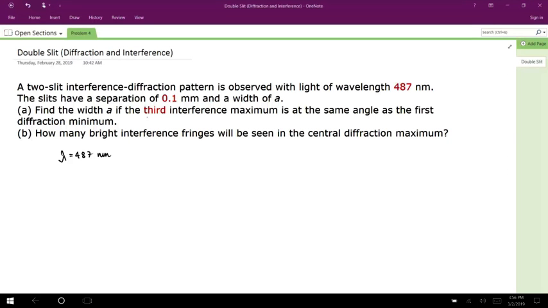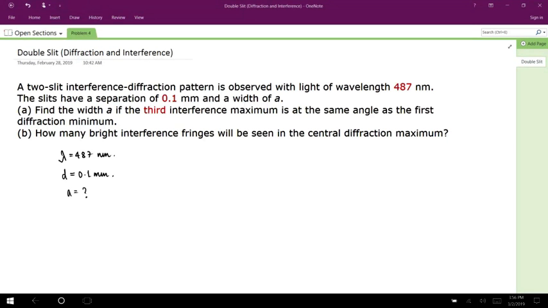So slit separation, that's denoted by D. D is equal to 0.1 millimeter. And the slit width, it says a width of A, so that's the slit width, and that's denoted by A. A is an unknown quantity. In fact, the first part of the problem says find the width A, right? So this is an unknown quantity.